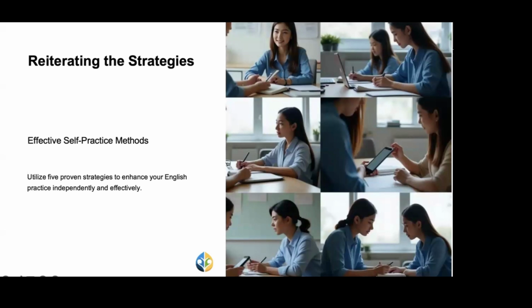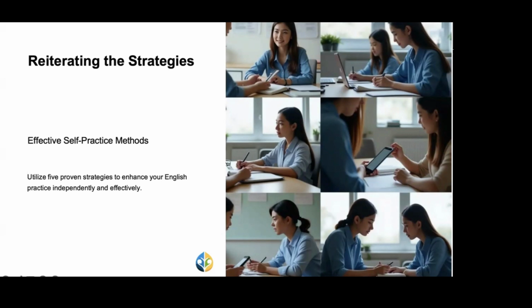So reiterating the strategies, the slide summarizes 5 practical strategies for self-studying English aimed at improving fluency and confidence. They include shadowing, which involves mimicking native speakers and recording oneself to identify areas for improvement, using language apps for interactive practice, reading aloud for pronunciation, and writing to enhance grammar and vocabulary.